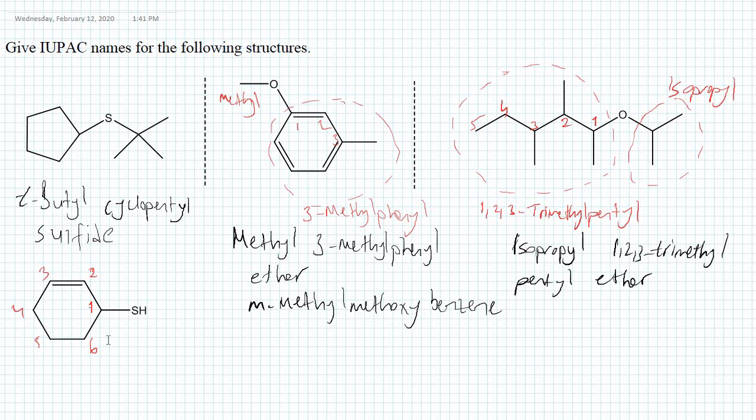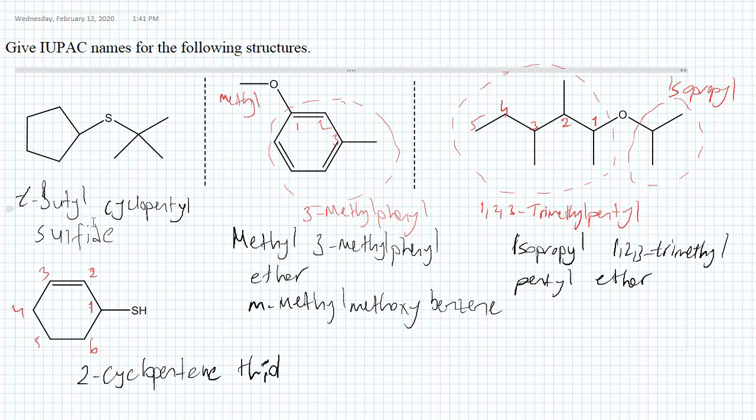So let's write the name now. It is 2-cyclopentene thiol.